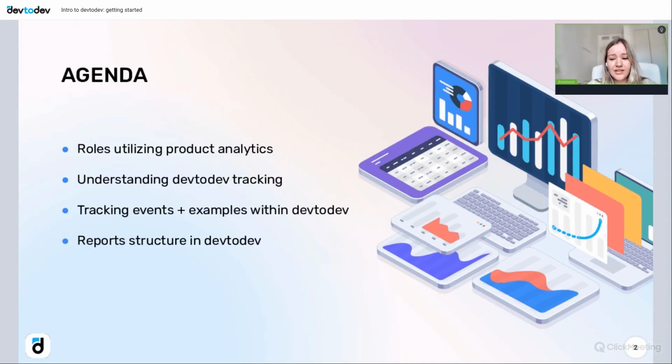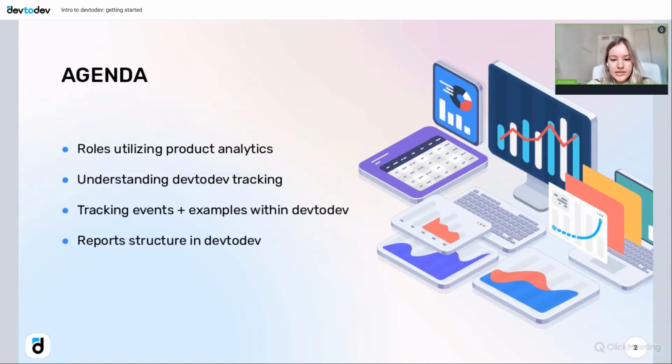So let's get started. Today we'll talk in basic terms about roles in the company and how they can solve analytical tasks using Devtodev. After that, I'll explain how tracking works in Devtodev and where we can get data from. Then we'll discuss events in more detail and look at some examples to make it clearer for you. Finally, we'll take a look at the structure of reports in Devtodev, meaning what and where we can find information if we need to answer a specific question.